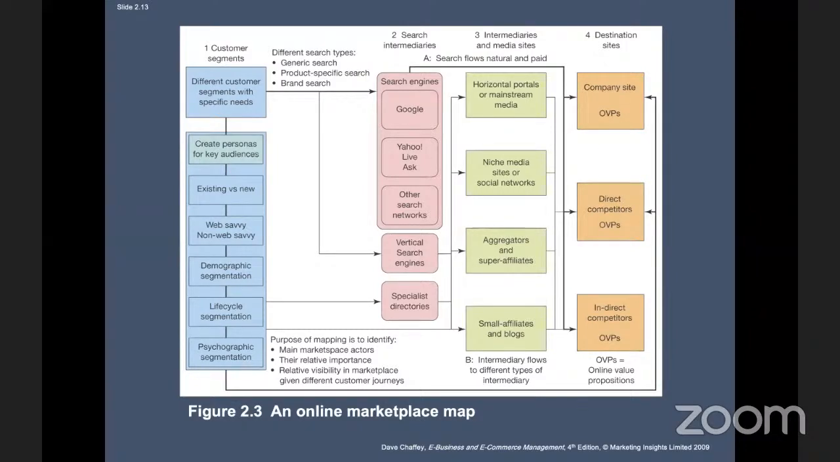Okay, so finally we have to know what is the purpose of mapping the marketplace. The purpose of mapping is to identify main marketplace actors. What are the main actors in the marketplace? Secondly, their relative importance. What is the importance of those actors in relation to each another? Third one, a relative visibility in marketplace given different customer journeys. So what is their visibility in the marketplace? It gives different customer journeys.